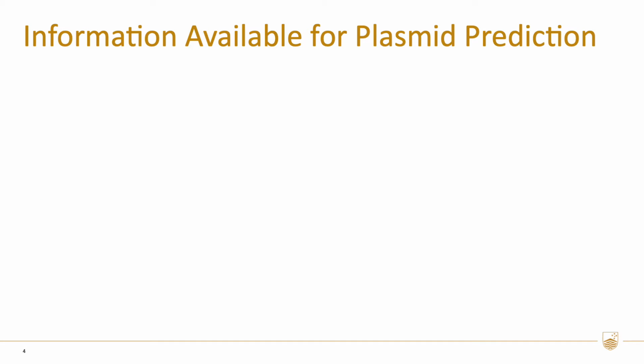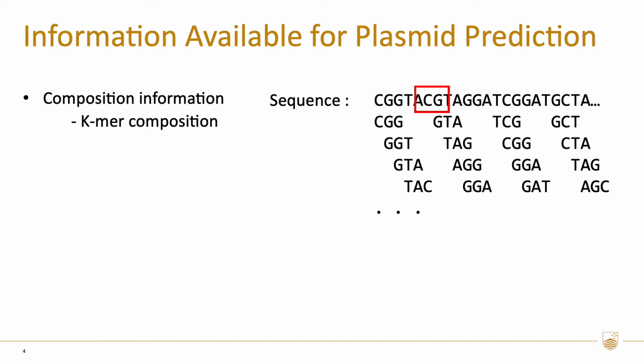We can think of two kinds of information for plasmid detection. First, we have the composition information. This is derived by recording the frequency of short substrings called kmers. The frequencies of a given kmer can be used as a vector to represent the composition of a species.